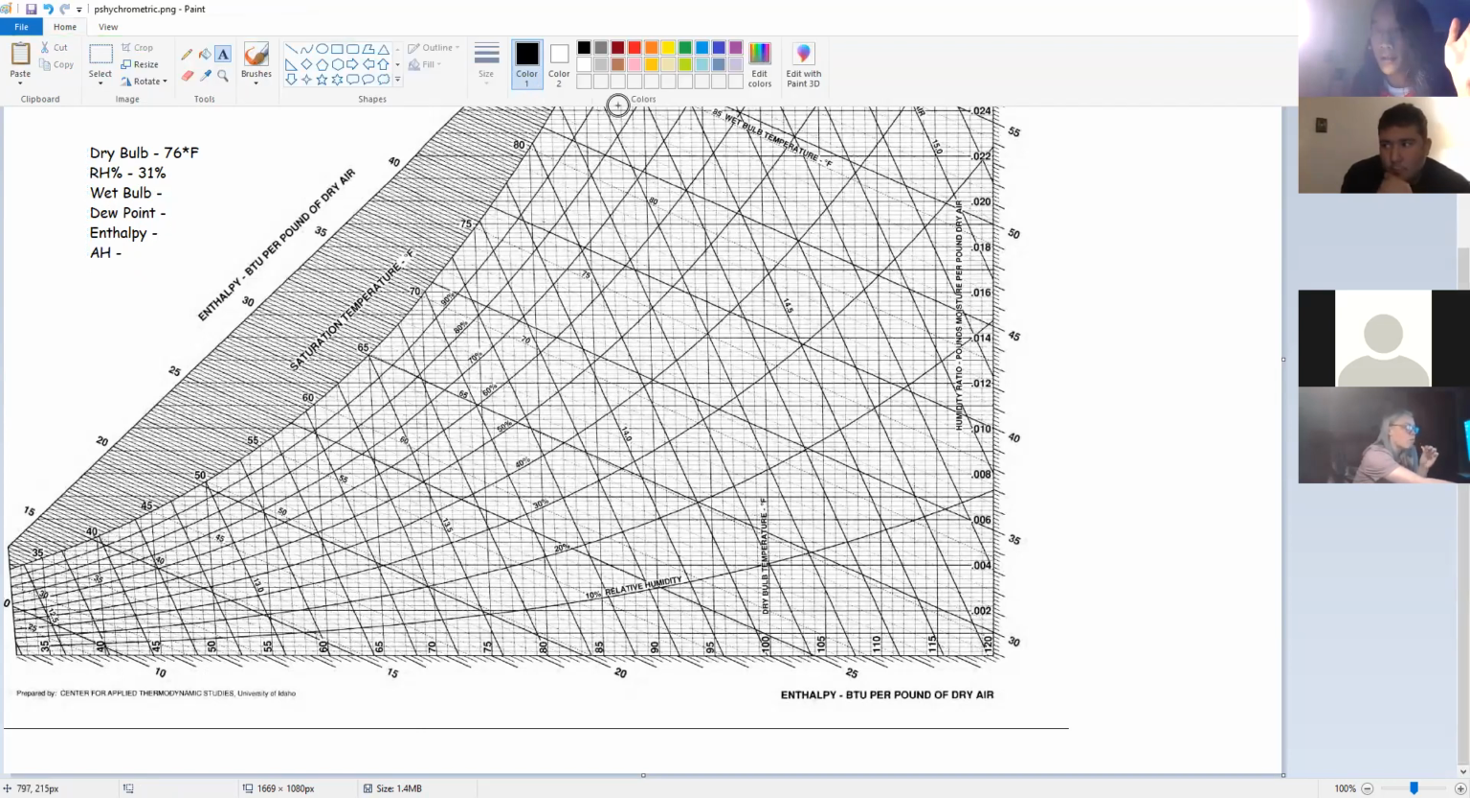So first we're going to plot these 2 points onto our graph. You always need 2 points to plot. It doesn't matter if it's dry bulb and relative humidity or wet bulb and dry bulb. You can figure it out. But first, let's find a good standard with relative humidity and dry bulb. So dry bulb 76 degrees Fahrenheit. That's going to be right there. And then 36. Yeah, right around there.